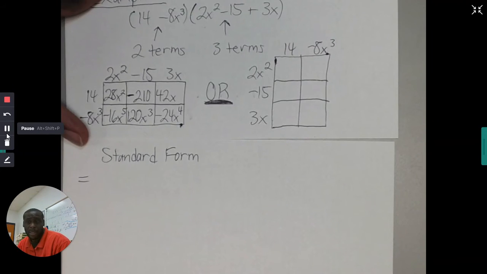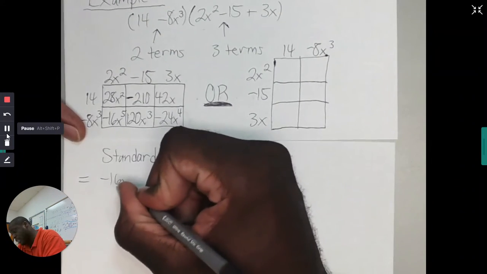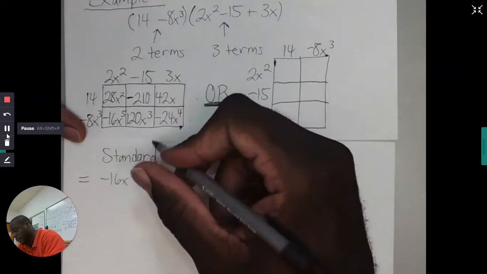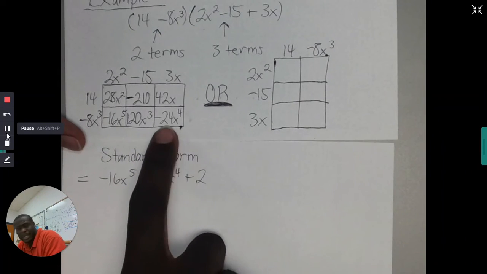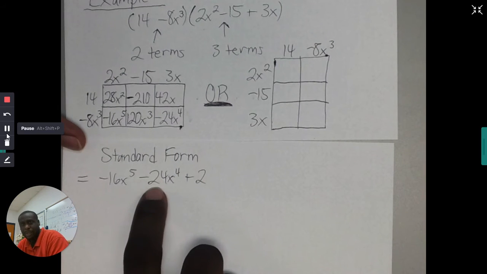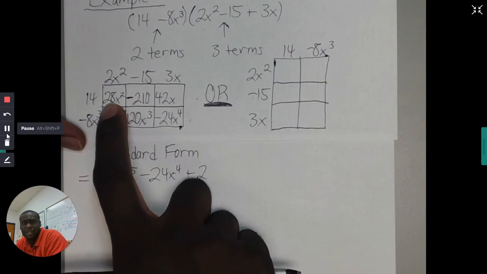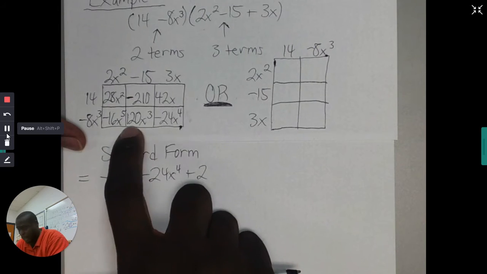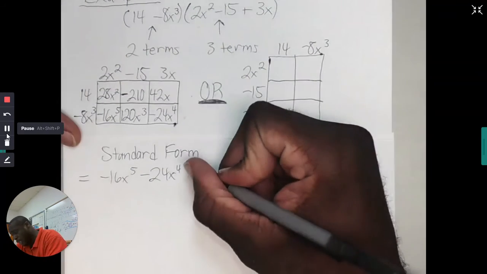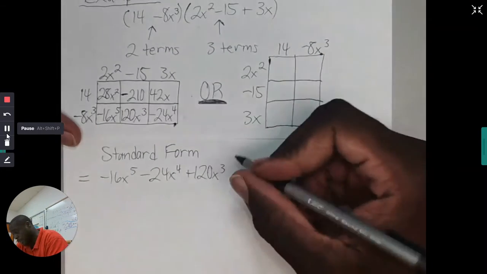Remember, standard form is being ordered where your exponents go from the highest to the lowest. So if we start off with our highest exponent, negative 16x to the 5th is the part that comes first. So clearly, if there is a minus sign in front of a number, it's negative, but of course, you're going to write it as minus 24x to the 4th. If you don't see a particular sign, clearly it's positive, but if it's positive, like what we're writing here with the 120x to the 3rd power, you should write plus 120x to the 3rd, okay?